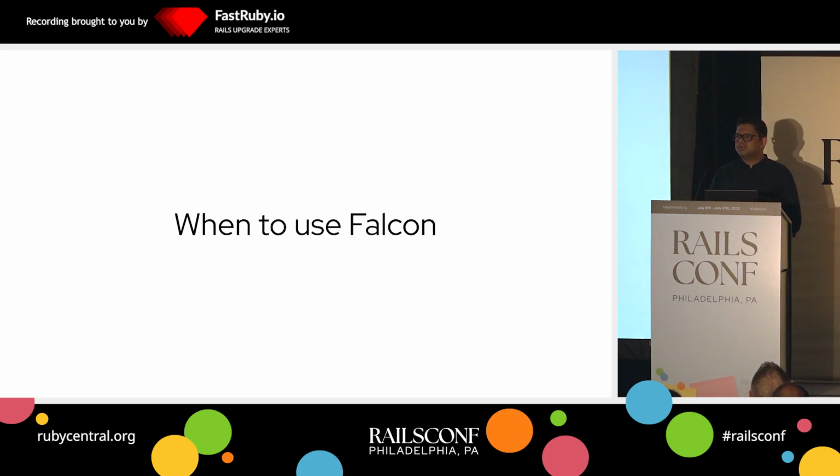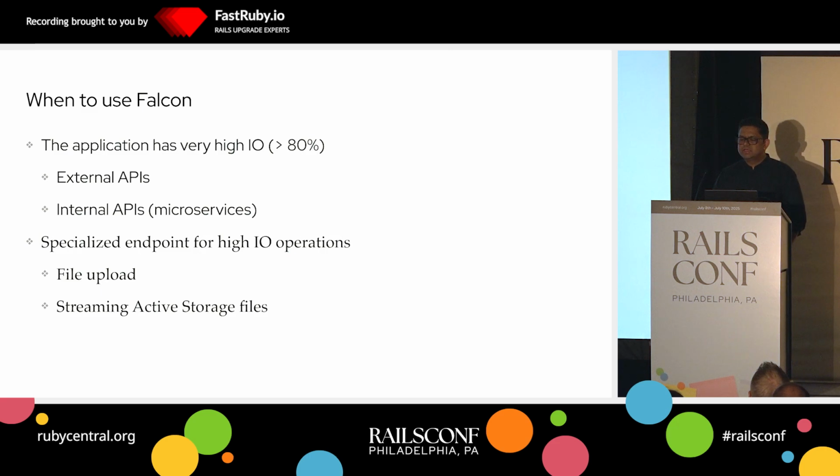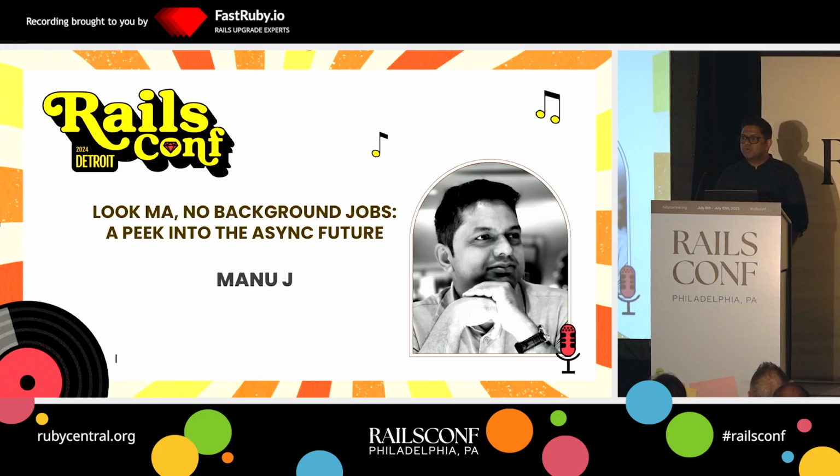So when should we use Falcon? The obvious answer is for any application with very high I/O usage, anything that spends most of its time waiting for the network or the disk. But the more interesting answer is that Falcon gives us a fundamentally new way to write concurrent code in Ruby. If you have ever looked at event-driven concurrency in Node.js and wished you had something similar in Ruby, Falcon is your answer.